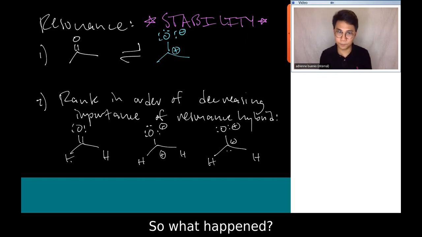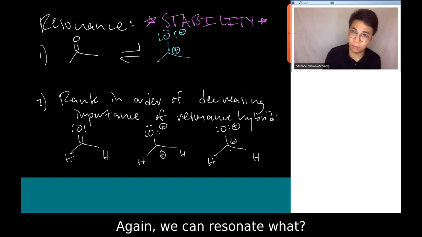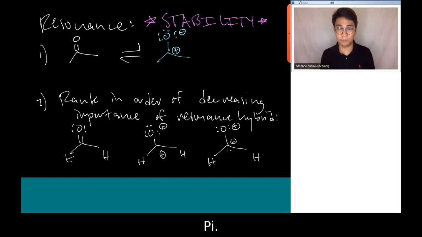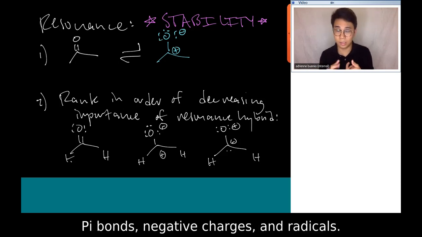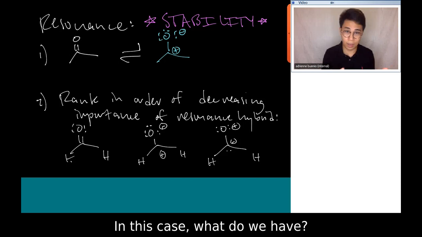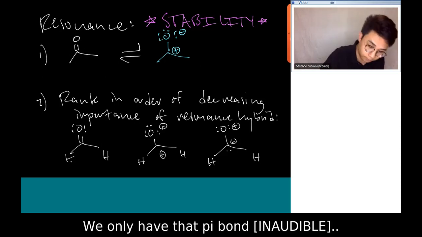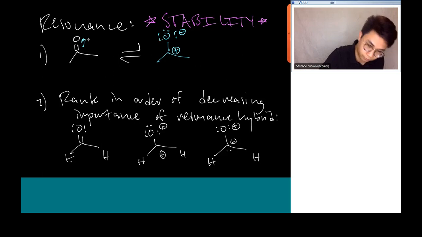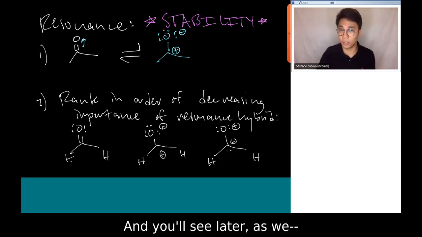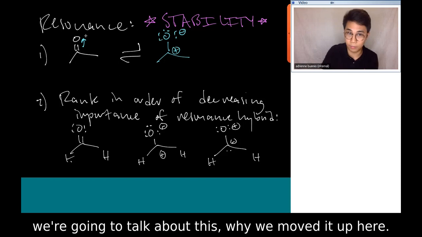So what happened? Again, we can resonate what? Pi bonds, negative charges, and radicals. In this case, we only have that pi bond, right? So we could resonate it up here, and you'll see later as we talk about this why we moved it up here.